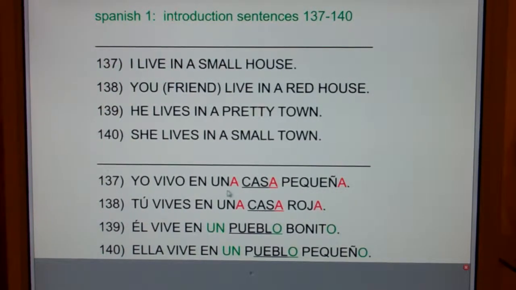All right. Now we're talking about adjectives here. I live in a small house. Now we're talking about a house. Now, is small referring to me or my house? My house. And since casa ends in an A, the word small has to end in an A.